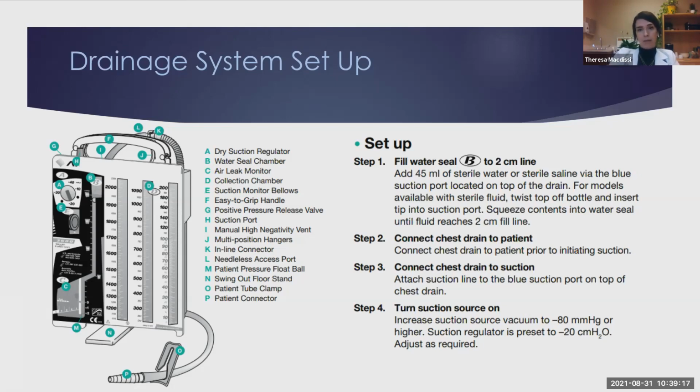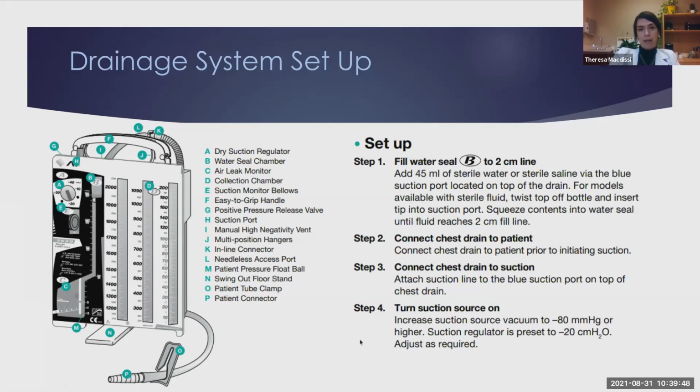things I'm going to point out is when you're setting up the drainage system, you're going to add the 45 mLs of sterile water to this little H suction port here, and it will drain into the water seal chamber. That's where that blue fluid is. You want to make sure that it's filled up to at least the 2 centimeter line. Then you're going to connect the patient's thoracic tube to the manufacturing tubing. So P is going to get connected to the patient's chest tube.